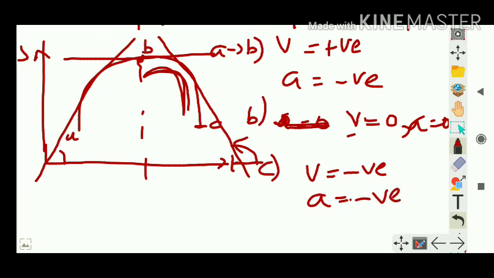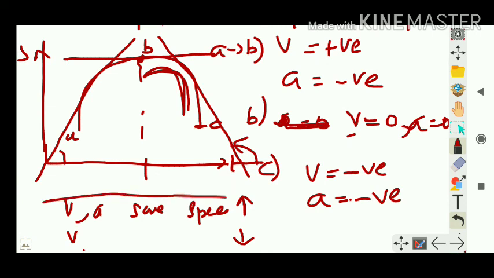Clear? Right. Now there is an additional part which is never mentioned in any of your textbooks, which I am telling you. See, if velocity and acceleration are of the same sign, meaning both are either positive or negative, then it means that the speed is increasing, right? If they are of opposite sign, then speed is decreasing. Just keep that in mind. It is not relevant from your examination point of view. I'm just telling you guys.